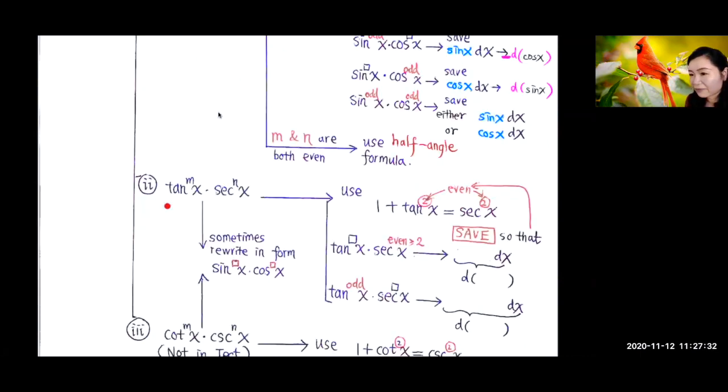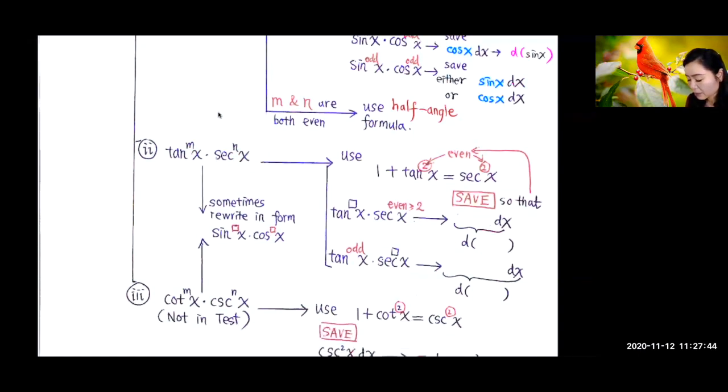Now, what happens when the function that you integrate is of this form, tangent x to the m times secant x to the n? We know two cases. One case is when the exponent on the secant is even and greater than or equal to 2. The other is when the exponent on tangent is odd. So we think about this identity: 1 plus tangent squared equals secant squared.